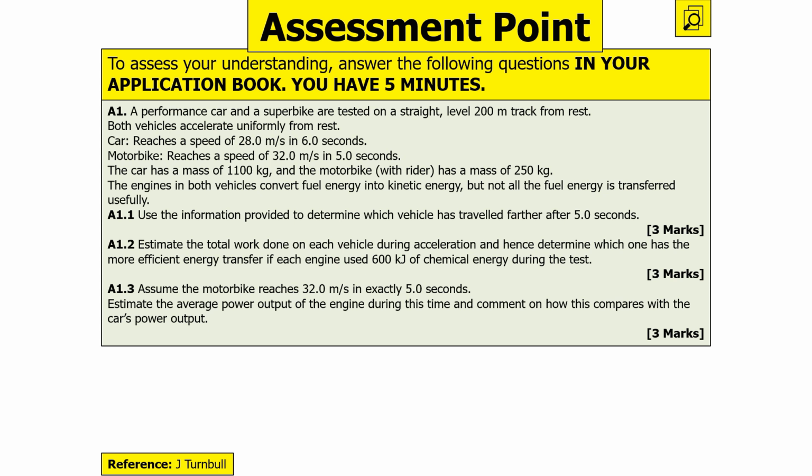The engines in both vehicles convert fuel energy into kinetic energy, but not all the fuel energy is transferred usefully. Use the information provided to determine which vehicle will travel farther after 5 seconds. Estimate the total work done on each vehicle during acceleration and hence determine which one has the most efficient energy transfer if each engine used 600 kilojoules of chemical energy during that test. Assume that the motorbike reaches 32.0 meters per second in exactly 5 seconds. Estimate the average power output of the engine during this time and comment on how this compares with the car's power output. So pause the video now, then unpause the video when you want to go through your answer.